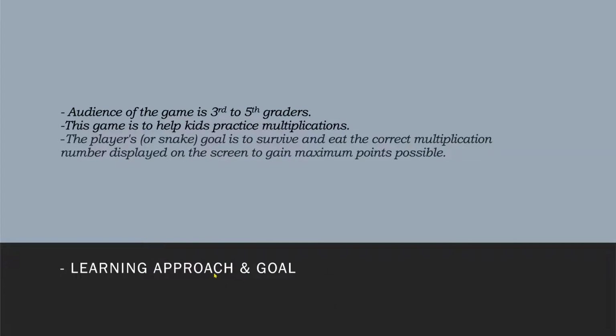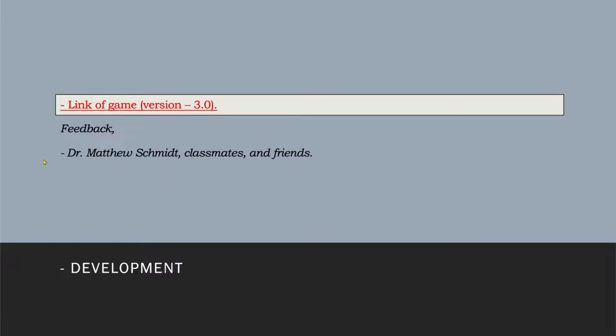Learning approach and goal. The audience of the game is third to fifth graders, and the game objective and goal is to help kids practice multiplications. The player or snake's goal is to survive and eat the correct multiplication number displayed on the screen to gain the maximum possible points. Let's move to the next slide.